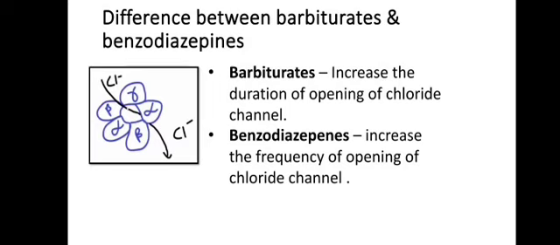The difference between barbiturates and benzodiazepines is that barbiturates increase the duration of opening of the chloride channel. So throughout the duration there will be influx of chloride ions that will cause prolonged hyperpolarization and causes sedation and hypnosis. Whereas benzodiazepines increase the frequency of opening of the chloride channel. This is the basic difference between barbiturates and benzodiazepines.